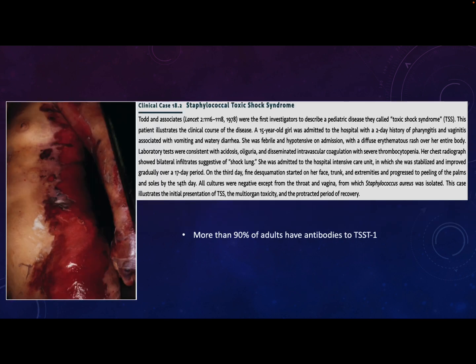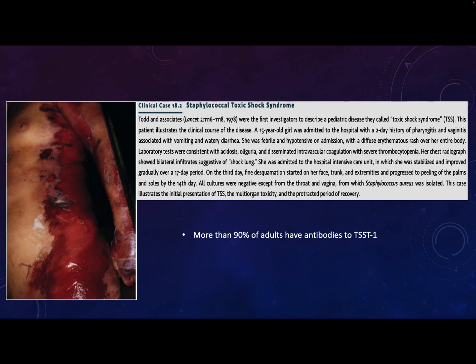Okay, so here we have a case talking about toxic shock syndrome. Toxic shock syndrome was first described in the late 1970s. You have a 15-year-old girl admitted to the hospital with a 2-day history of pharyngitis and vaginitis. So she had a sore throat and she had a vaginal infection associated with vomiting and watery diarrhea. She had a fever and low blood pressure when she was admitted. She had a diffuse red rash over her entire body.